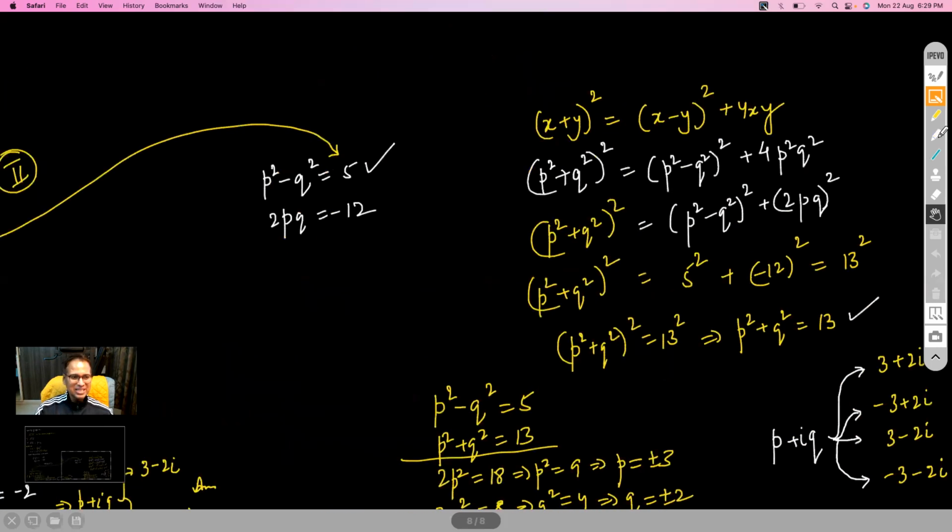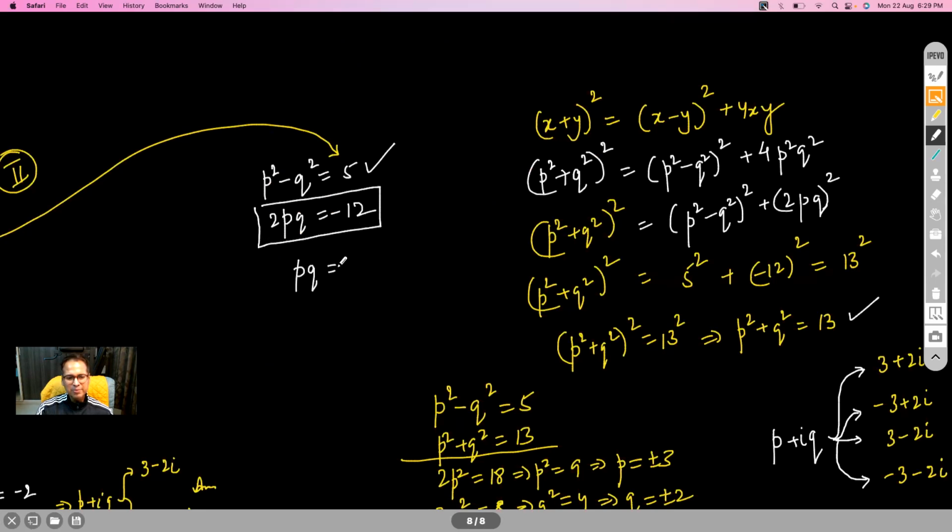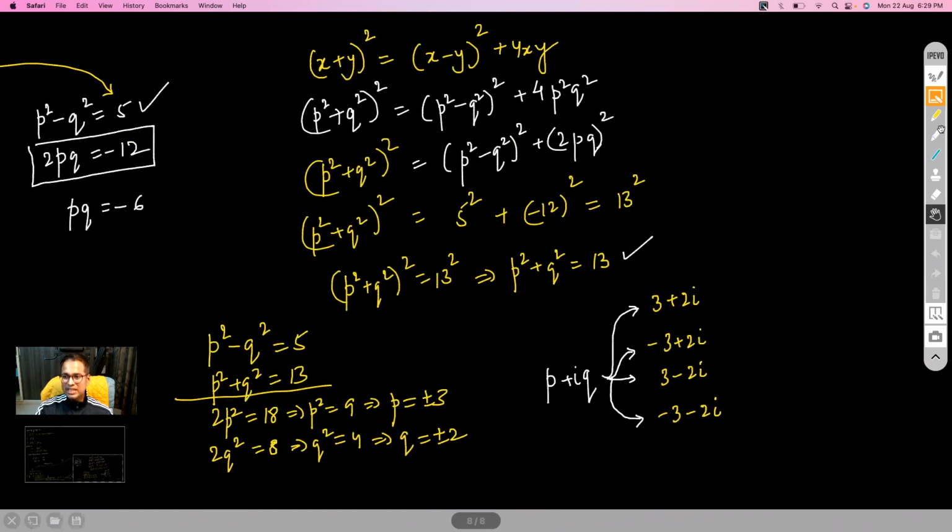Okay. The answer to that is hidden in this expression. See, this expression says PQ value should be -6. So in which of them is P into Q equal to -6? Is 3 into 2 -6? No. So this is rejected. Is -3 into 2 -6? Yes. So it will be accepted.